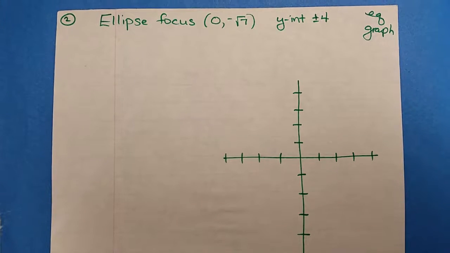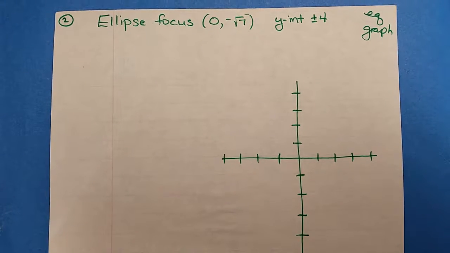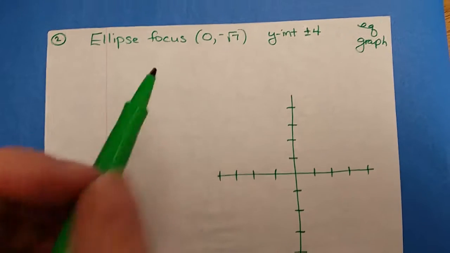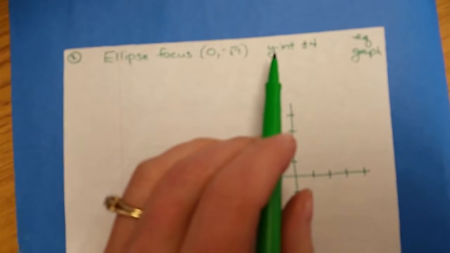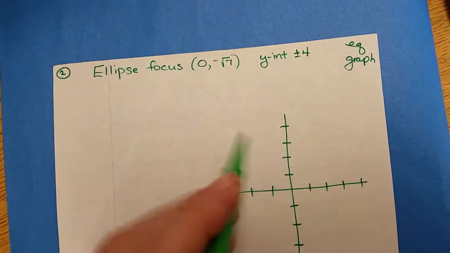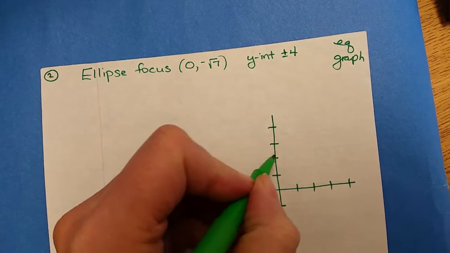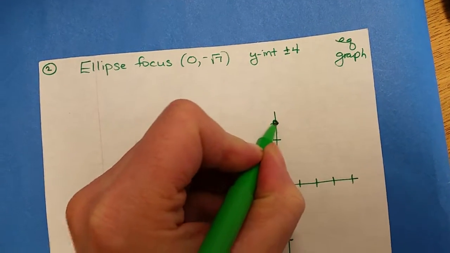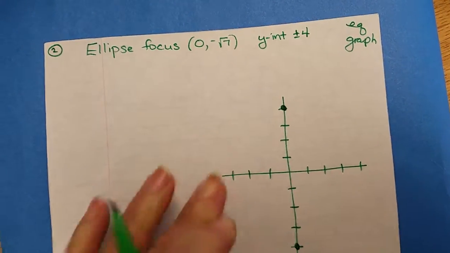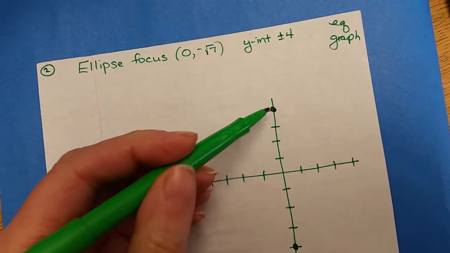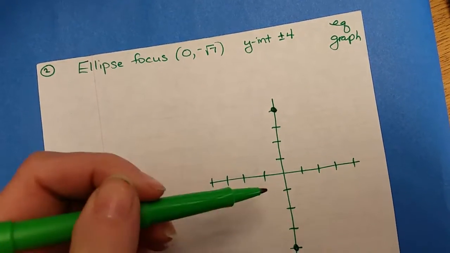We're trying to talk about an ellipse and figure out what that is, what it looks like. So what I notice first is that we have y-intercepts, which means where it hits the y-axis at plus and minus 4. So I'm going to say 1, 2, 3, 4. I'm going to graph that. And 1, 2, 3, 4. Graph that. Okay, so those will be like the, well, I don't know yet if it's the top and bottom of the ellipse or the sides.